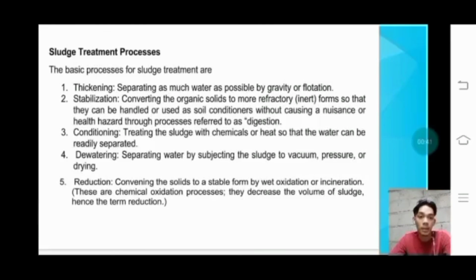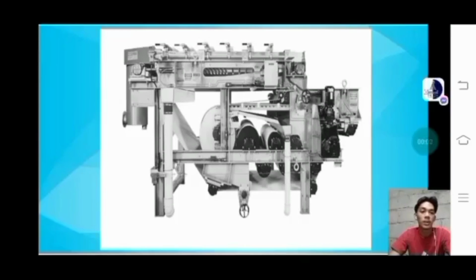Conditioning, treating the sludge with chemicals or heat so that the water can be readily separated. Dewatering, separating water by subjecting the sludge to vacuum pressure or drying. Reduction, converting the solids to a stable form by wet oxidation or incineration. So this is one example of a machine that can help remove the sludge.